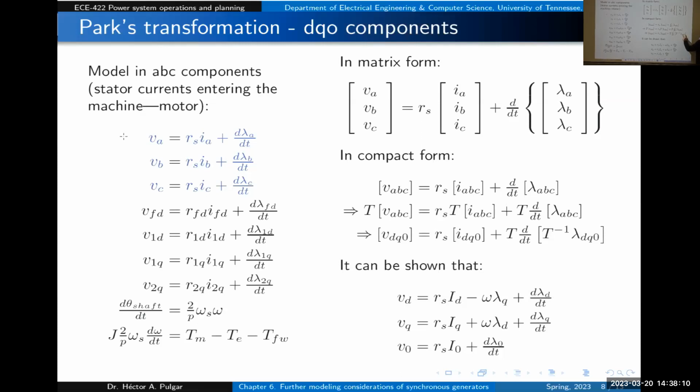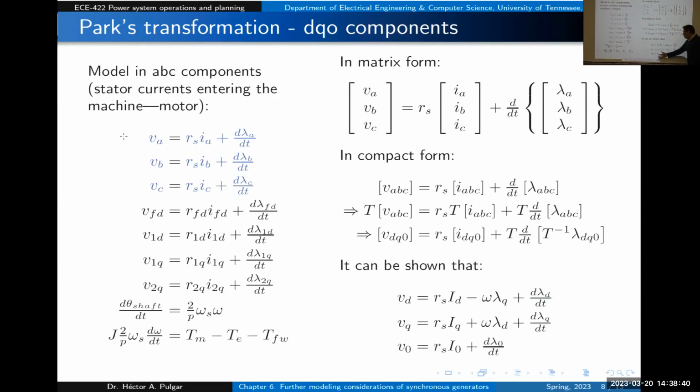Lambda DQ0 is equal to T lambda ABC. So we isolate for lambda ABC, and we obtain this. The mathematically difficult part here is to work with this and see what we obtain. I'm not going to ask you to do this multiplication. It can be tedious and it's not easy. But trust me here, if we do it, we're going to obtain this set of equations.